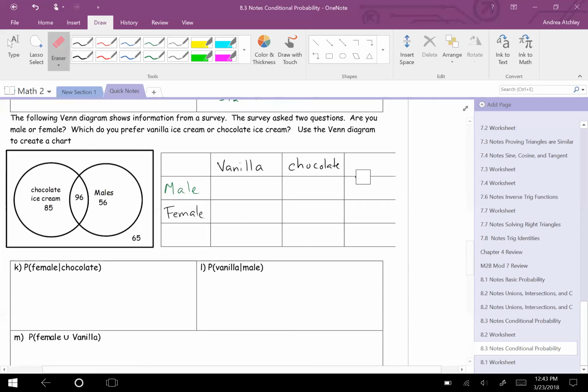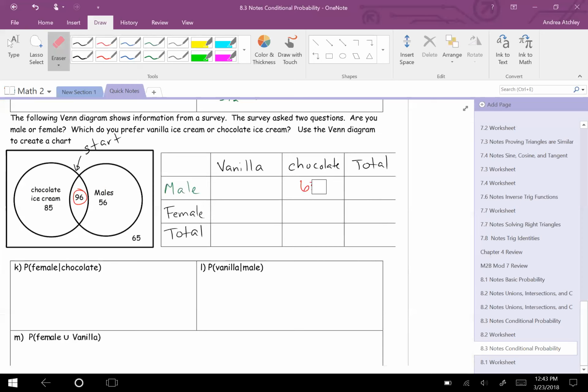And my total. Any questions over that? The place to start is in the middle. You're going to start with these people. They're the easiest people to place. Who are these people? They are male and chocolate. Male and they like chocolate.